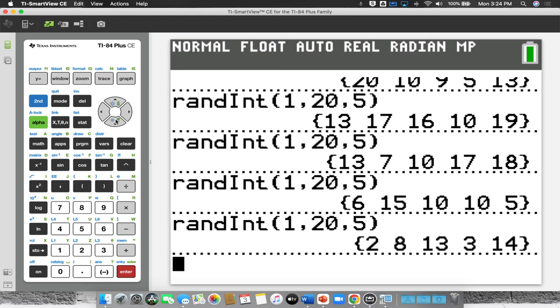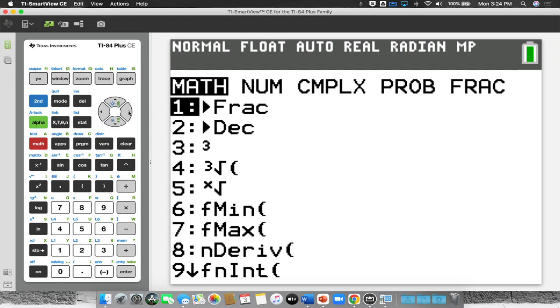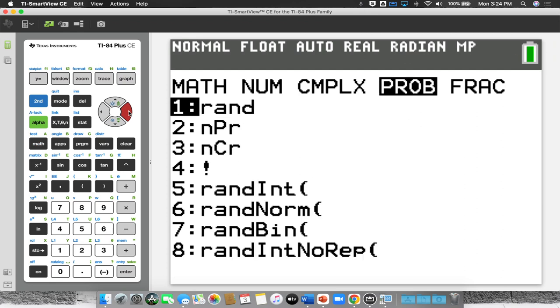So 5 or 8. One more time. Eyes up here. If you got it, great. If you don't have it, I'm going to show you one more time. If you want to randomly choose, you go to math probability, and then you either use 5. If you got one of those calculators, definitely 5. I prefer 8. If you have your own calculator, 8 should work perfect for you, because it guarantees that nothing is chosen twice.